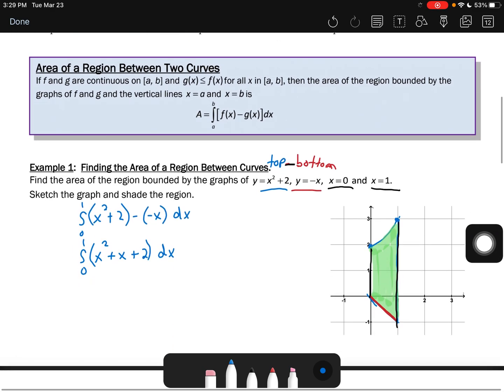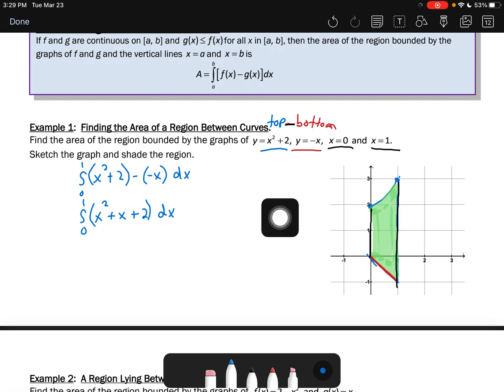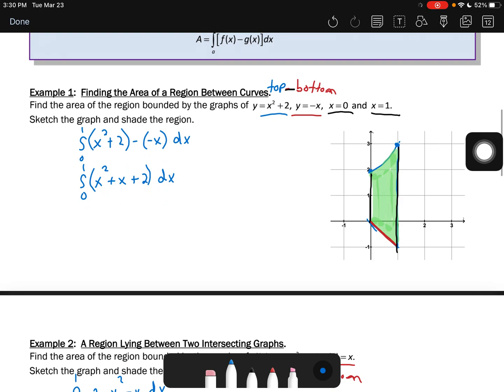Okay, so first example, we're supposed to find the area of the region that's between the curves y equals x squared plus 2 and y equals negative x. They want us to sketch this out and shade the region in question. We're also bounded by the y-axis, which is x equals 0, and then x equals 1. So that tells us our bounds of the integral are going to be 0 and 1. When we sketch it out and shade, it gives us a good idea of what we're looking at and what our bounds should be.